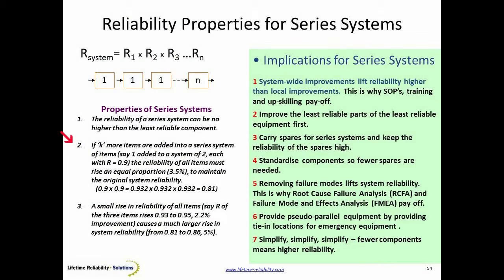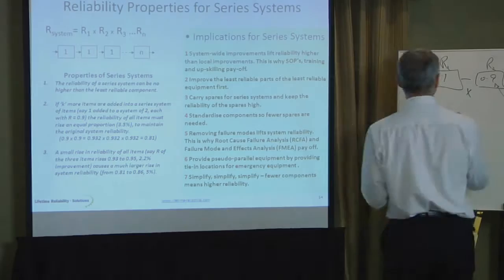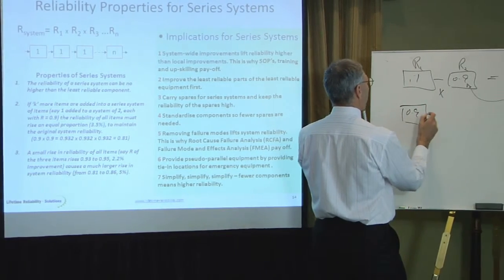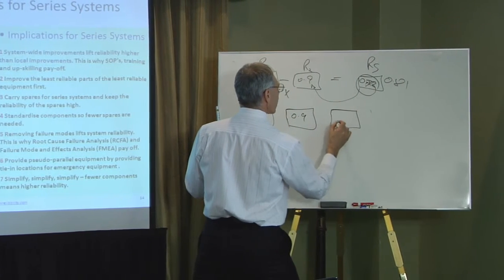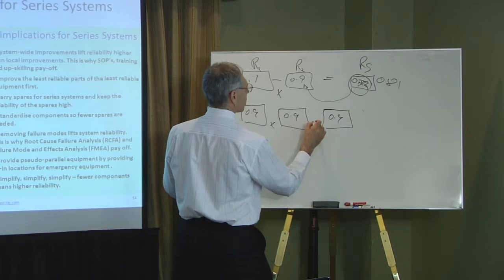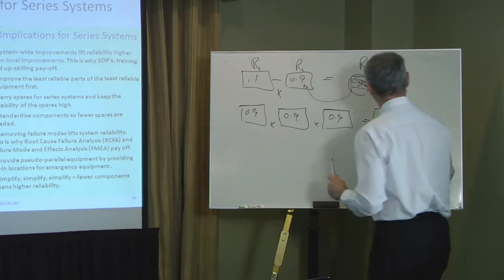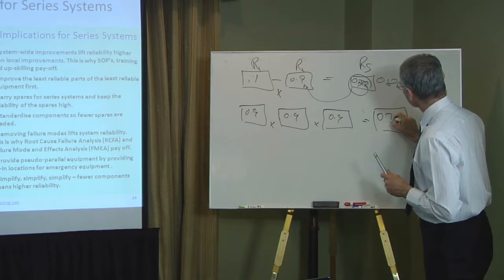Number 2 is if we add more items into a series system, say we add one more to a system of 2 already, and each of those are 0.9 reliability. The reliability of all items must rise in equal proportion to maintain the system's original reliability. So if we have 0.9, 0.9, and I add in another one, 0.9, my system is about 0.73.